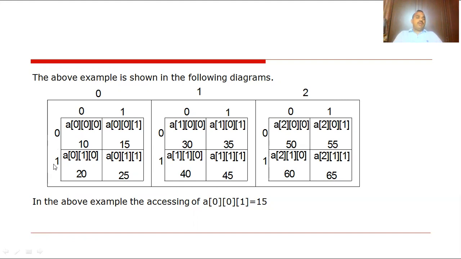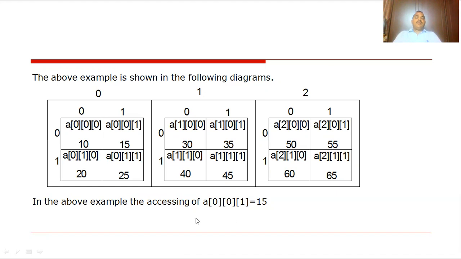Here 0, 1, 0 equals 20. 0, 1, 1 equals 25. This is called a multi-dimensional array. Again, 1, 0, 0. 1, 0, 1. 1, 1, 0. 1, 1, 1. Clear? Here 2, 0, 0. 2, 0, 1. 2, 1, 0. 2, 1, 1. Clear? So this is a multi-dimensional array.